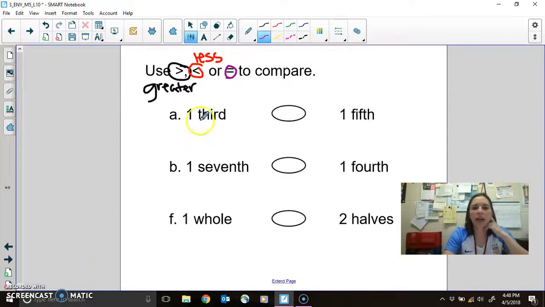So as we look at letter A, 1/3. How many pieces is it going to have? 3 pieces. 1/5. How many pieces will it have? 5 pieces. So which one is a smaller piece? You have to share it with 3 people or 5 people. Use the same thinking to help you do letters B and F.